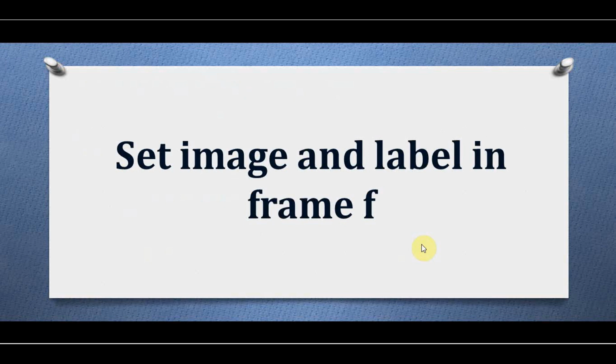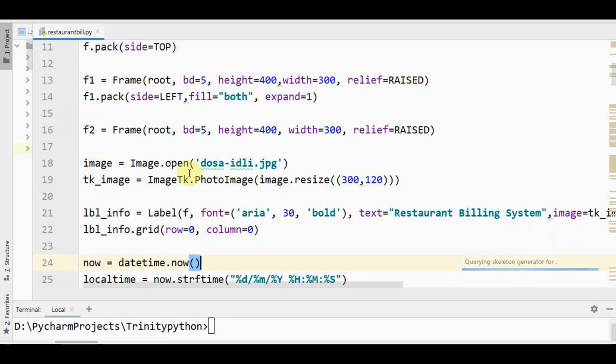We have to set the image and label in frame F. So from PIL I have imported Image. You can use this method to open an image, Image.open. See that you have placed that image in the same directory where your Python file is placed, else you have to give the correct location here. Okay, and I have resized the image so that it fits in our window.